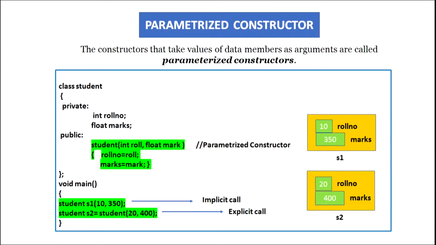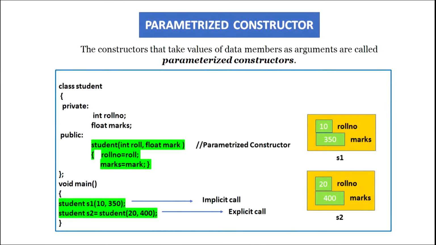Now, let us talk about parameterized constructor. Parameterized constructor takes parameters, and these parameters are the values of data members. So, let us understand it with the help of an example. So, we are taking the example of class student again. In class student, there are two data members, roll number and marks, which are private data members. Now, in the public section, we are declaring the constructor student, in which we are passing int roll comma float mark as parameters to supply values to roll number and marks of the class student.